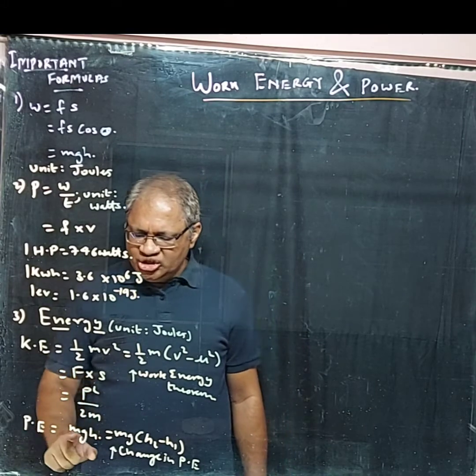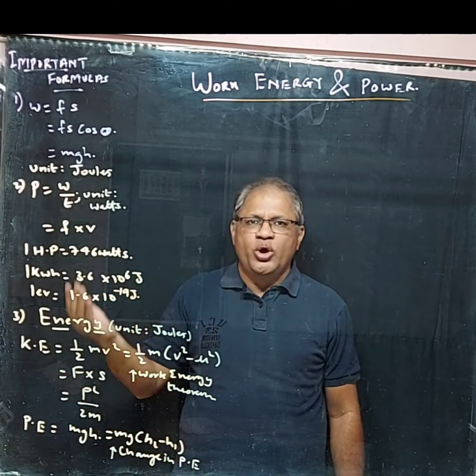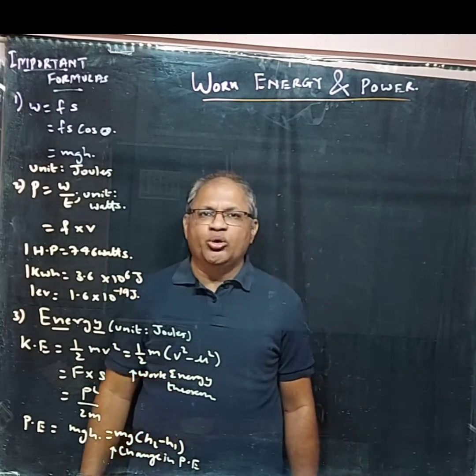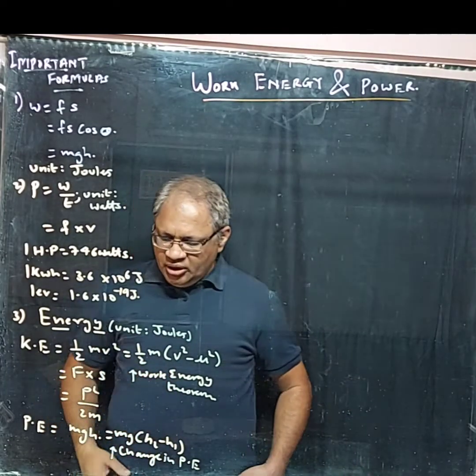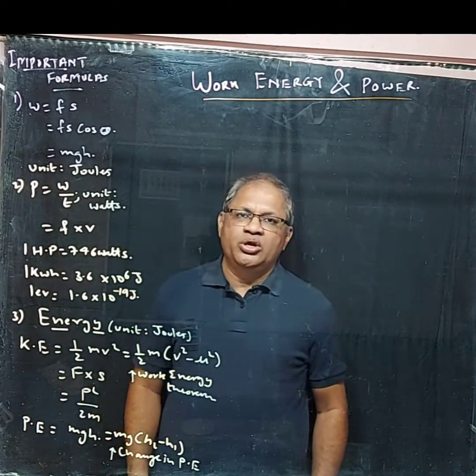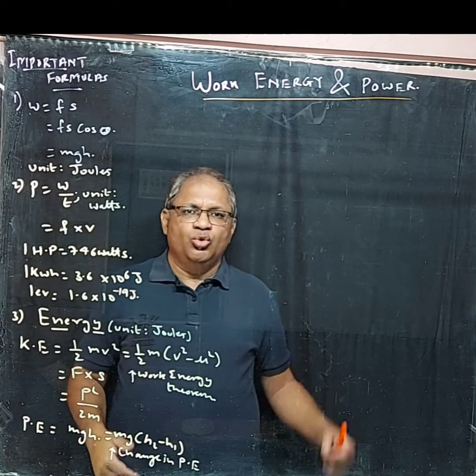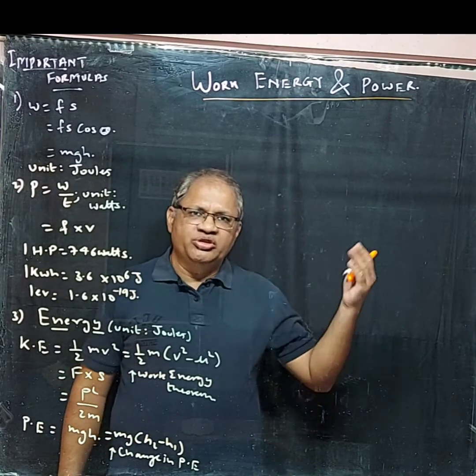Then potential energy is mgh is equal to mg bracket h2 minus h1. If supposing two heights are given and you need to find out the potential energy, that time you have to use mg bracket h2 minus h1. Okay, so these are just the 3 formulas. Please note it down, learn it before we start with the sum.